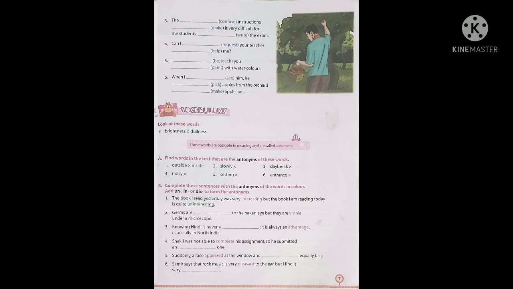Now we need to go to the vocabulary section. Look at these words. Brightness, its opposite or antonym is dullness. These words are opposite in meaning and are called antonyms. Section A. Find words in the text that are the antonyms of these words. First word, outside. Its antonym is inside. Second one, slowly. Antonym is briskly.